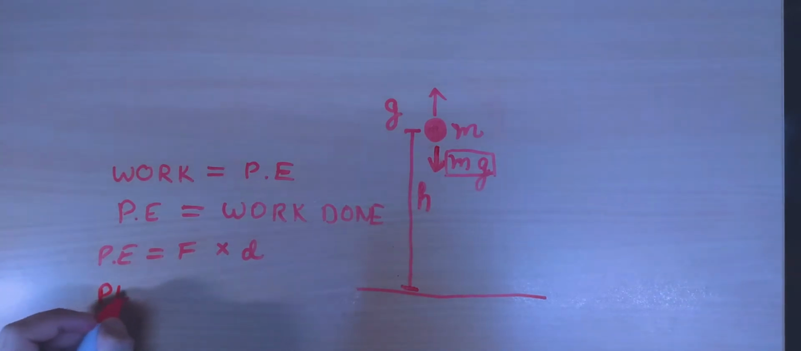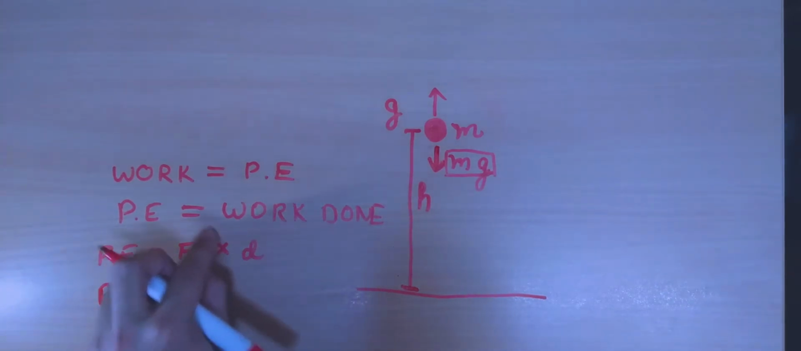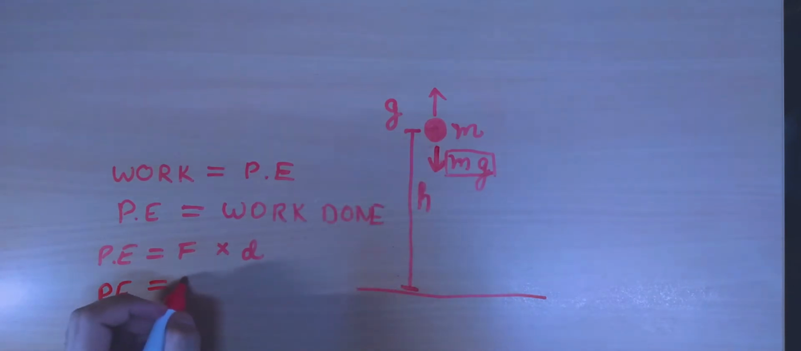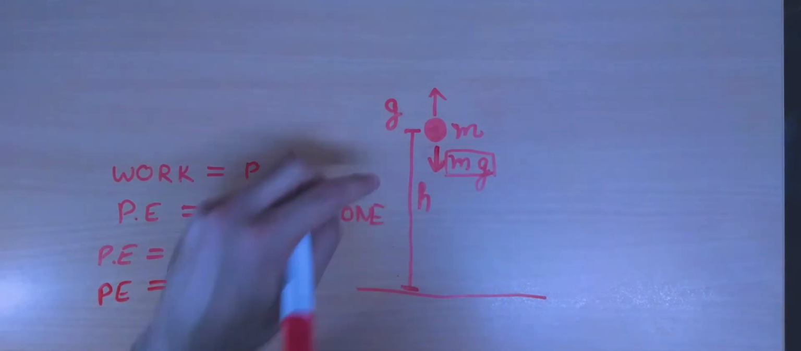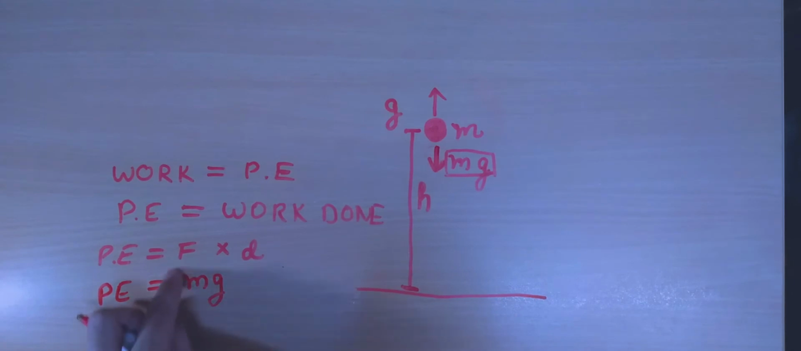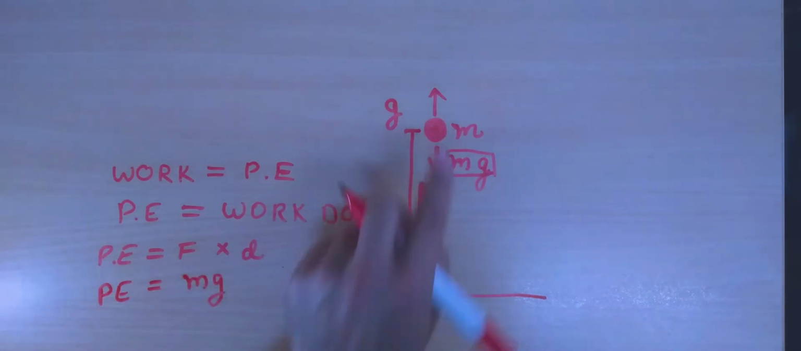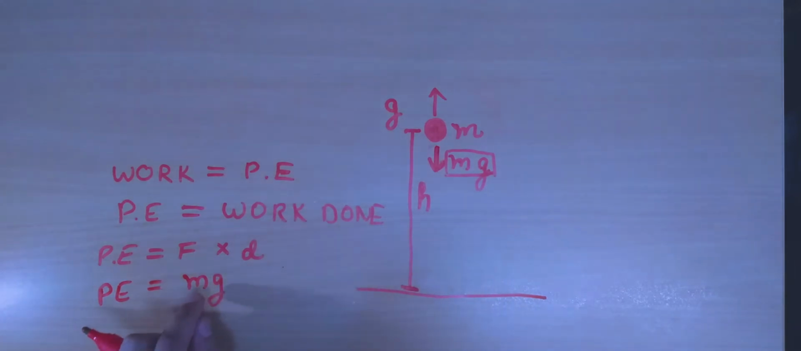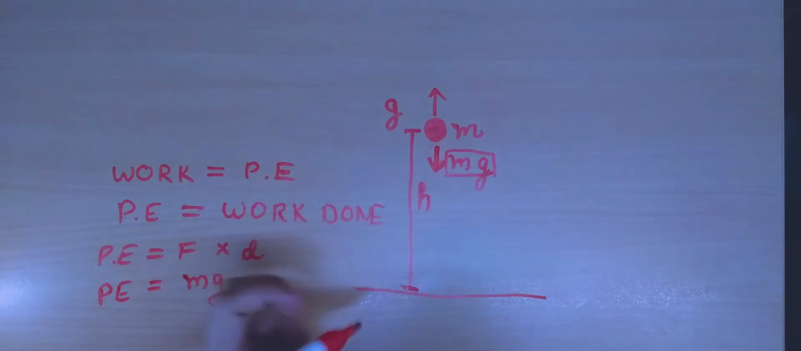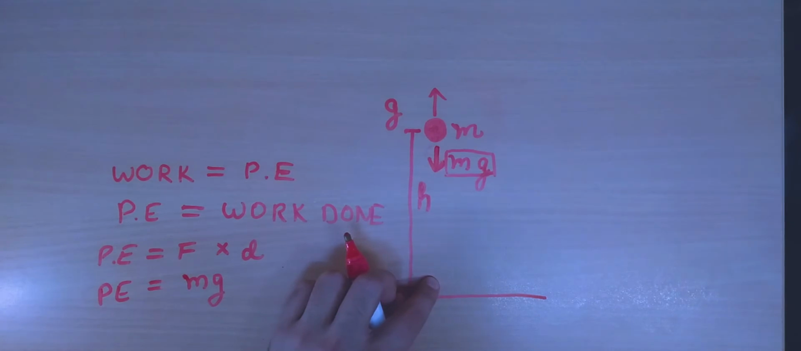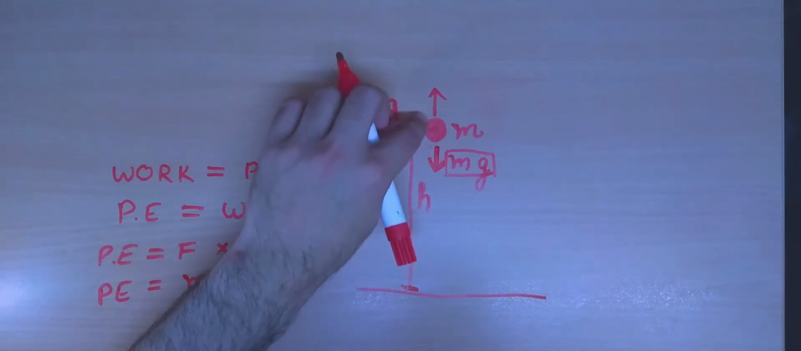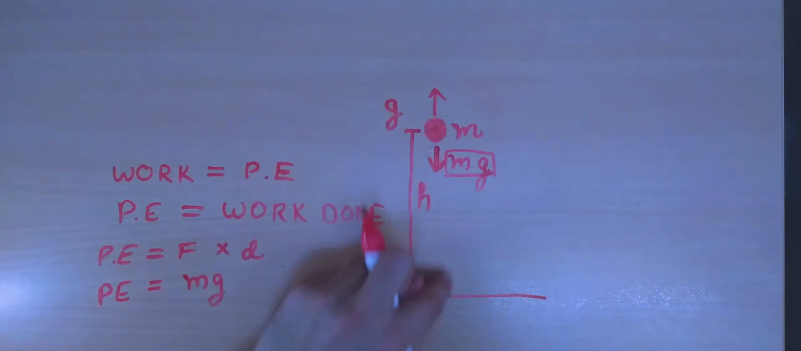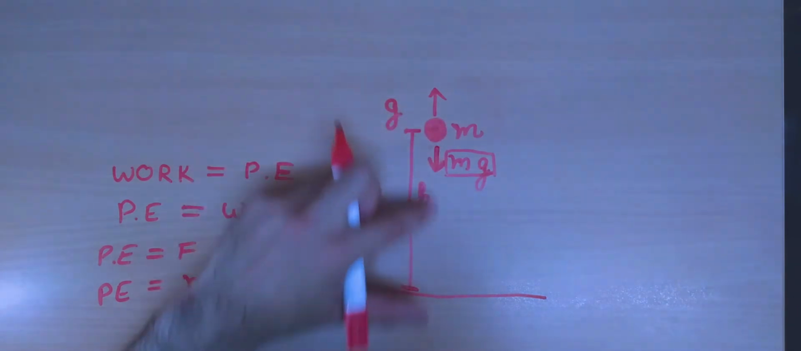So we know the potential energy should be equal to force, so force should be at least equal to mg, mass times acceleration in the downwards direction. This is the gravitational force, so we have to at least apply this much force to make it move in that direction. And what is the distance that the ball travels under the application of this force? Well, the initial position of the ball is at the ground, and after the application of the force it reaches some height h. So the distance traveled is clearly h.